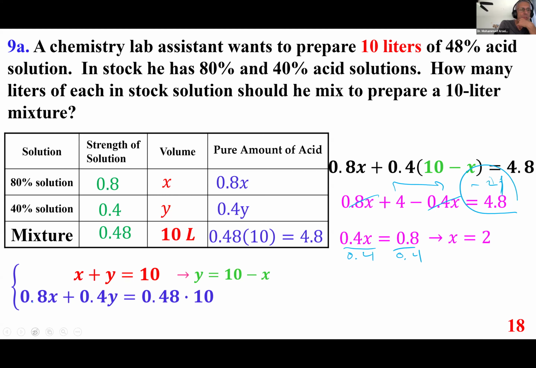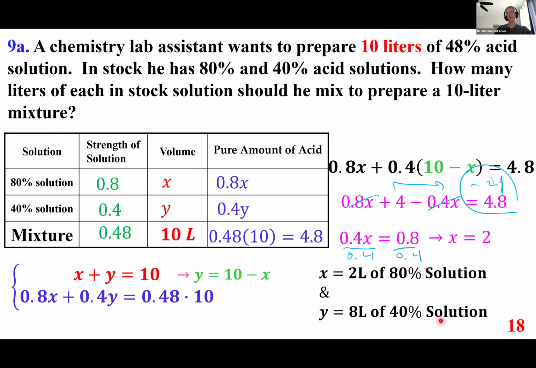So if X is 2, that means we need 2 liters, the volume. This is 10 liters. So 2 liters of 80% solution, and the rest of them must be 40% solution, 8 liters of 40% solution. And now you really have to put it into this to check your work. So you put it into 0.8 times 2 plus 0.4 times 8 to make sure the answer is 4.8, which is the case. Check your work always.